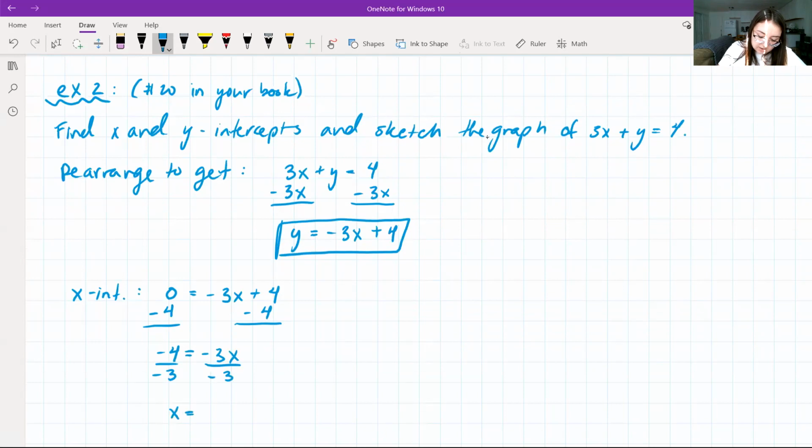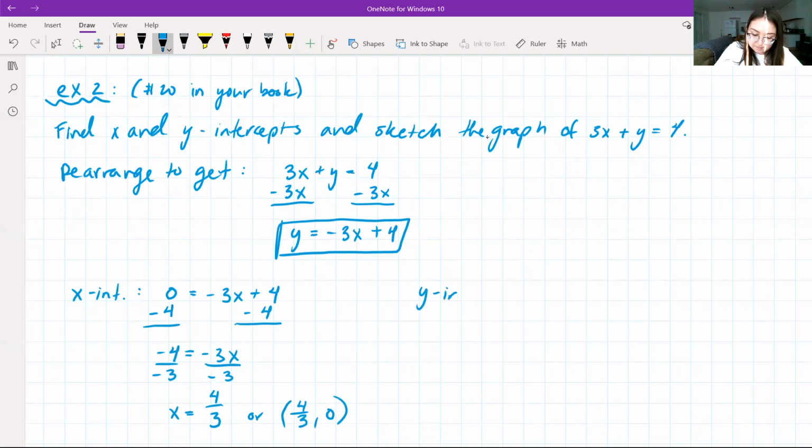And we get x is equal to negative 4 divided by negative 3. Since they're both negative, they both become positive. And we get x is equal to 4 divided by 3. So that is going to be our x-intercept. Now we want to find our y-intercept. And we can actually rewrite this. Since the x-coordinate of our x-intercept is 4/3, that means that point is going to be (4/3, 0).